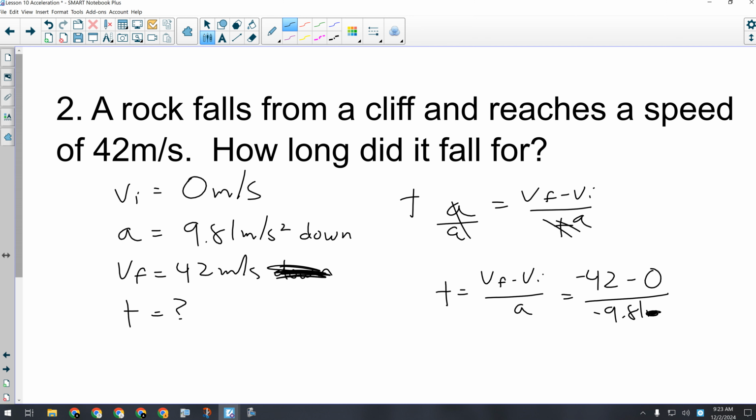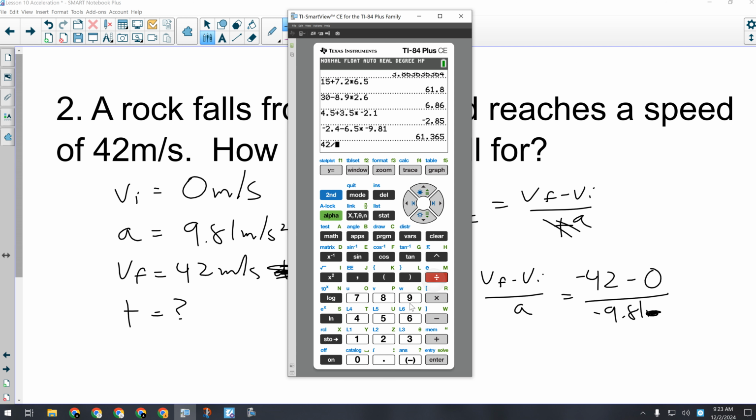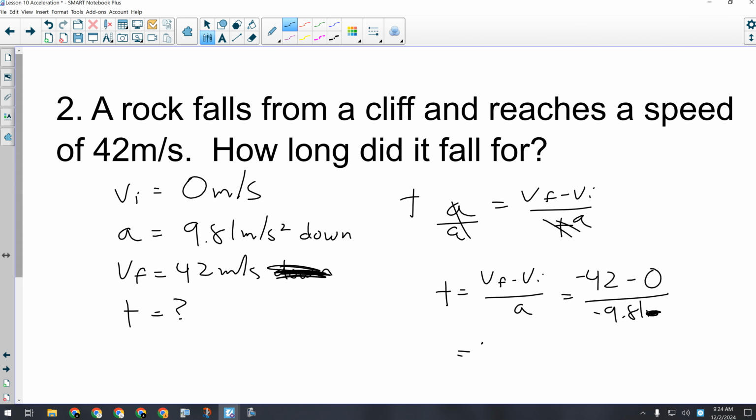So just know that if that happened, you'd have to go, oh, right, I was dealing with scalar quantities, so I didn't have to worry about that. Okay, so we'll have 42 divided by 9.81. Okay, so we're looking at 4.28 seconds is how long it would fall for.